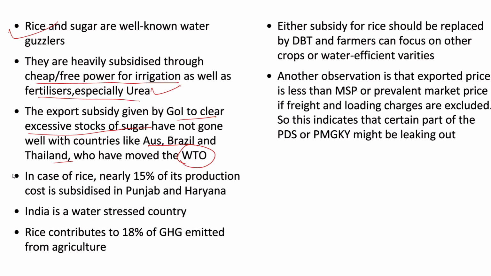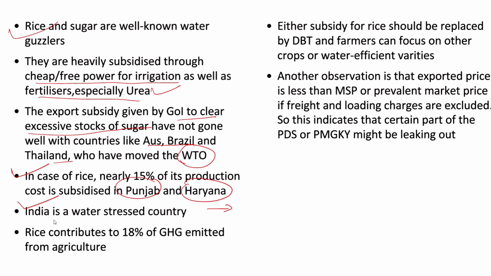In case of rice, nearly 15% of its production cost is subsidized in the states of Punjab and Haryana. India is a water-stressed country. There are some facts and figures given in the article about how much groundwater is left in India, and how much water is used in agricultural production in India. So you can read the article and get to know about it. Not quite relevant from the exam point of view.